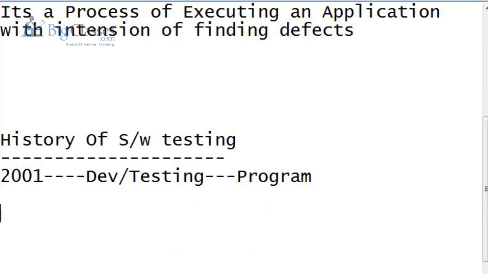Okay, that's fine. See guys, I'll explain. You know, before 2001, development and testing were both done by the same person. Who is the same person? The programming team. But at that time, every year, out of 100% of the projects, 70% of the projects failed. It's good, guys.